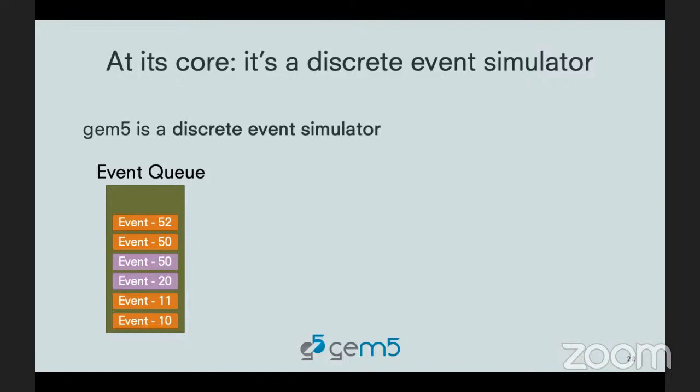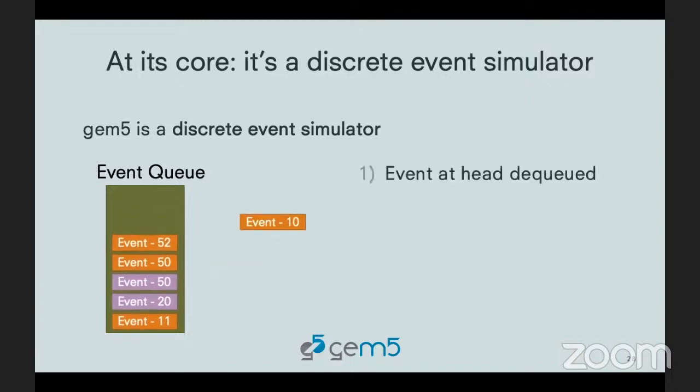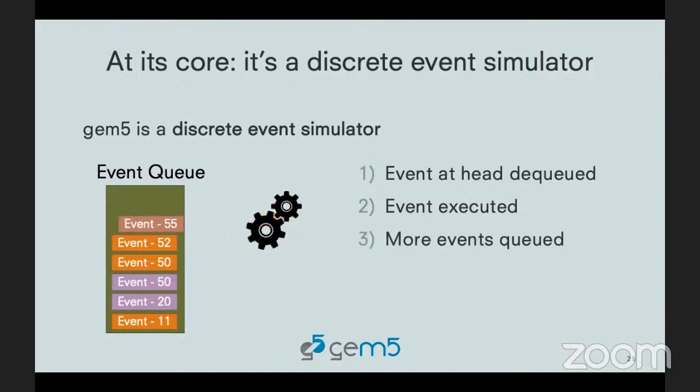And the event queue starts by popping the earliest scheduled event on your event queue. So this would be time step 10, for example. And then you just execute that event. Essentially, the beauty of event queues is that an event can schedule events in the future. So it might say, hey, at time step 55, this happens.